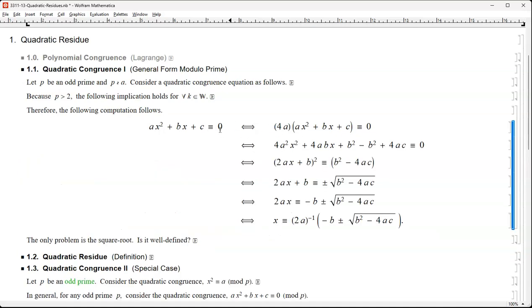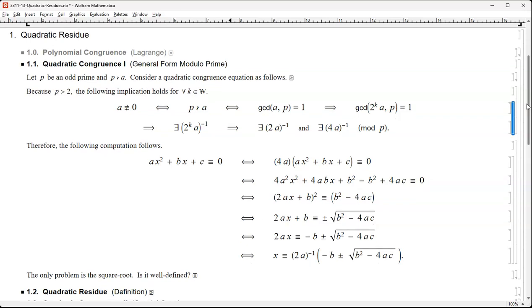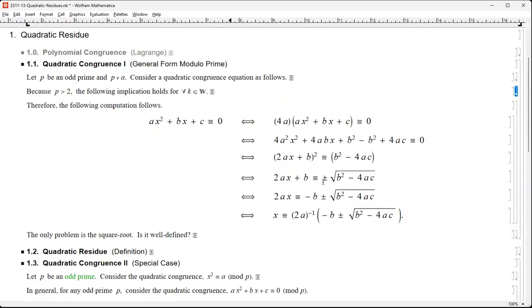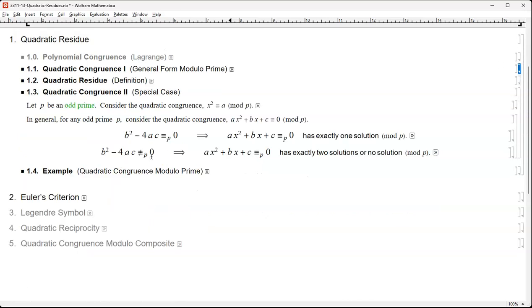And then the first equivalence comes from 4a being invertible, and the last line comes from 2a being invertible, and those are both okay because p is an odd prime. Remember? The big problem is this one right here, the square root. Is this valid? And we answered that question just now.